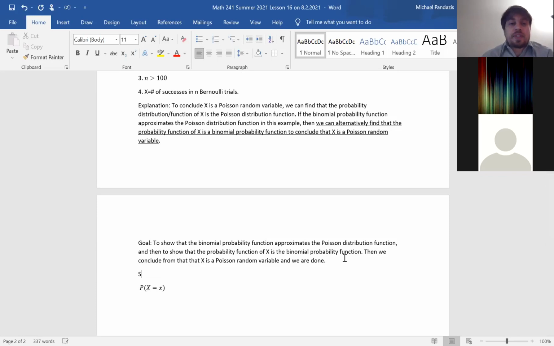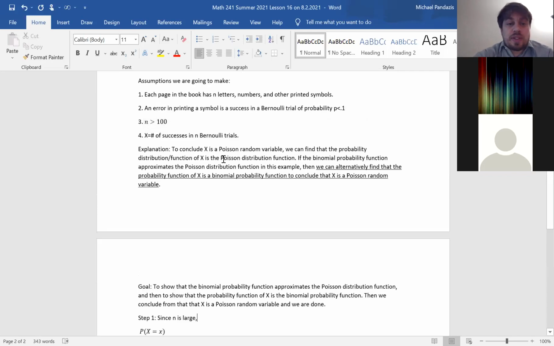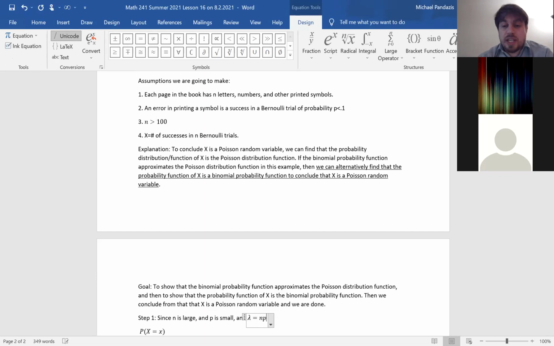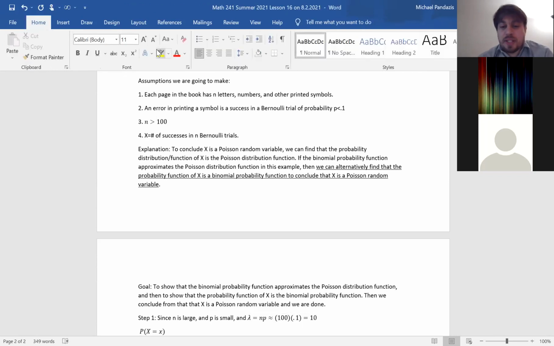Okay, so since step one, little n is large. Little n is greater than 100. Since little n is large, and little p is small, because little p we said is less than 0.1, which is reasonable to assume since the error is very small and the number of printed symbols is large, right? So little n is large and little p is small, and lambda, which is equal to n times p, in this case is close to, I would say, 100. It's not the same because we said it's greater than 100. It's approximately 100 times 0.1, which is 10. So maybe it's about 10, which is moderate. And lambda, which is approximately 10, is moderate.